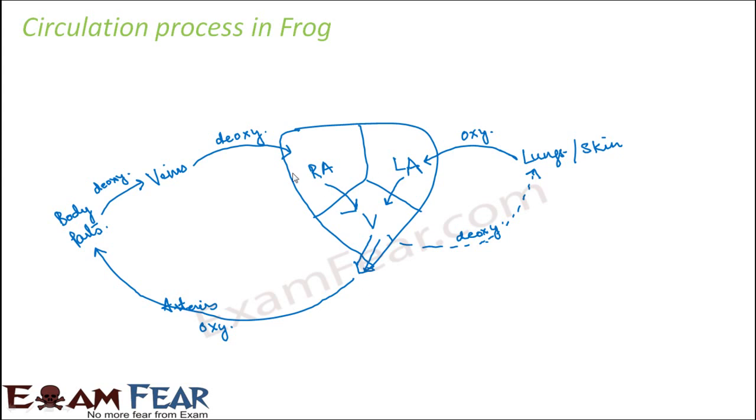So this is how the blood circulation takes place, and this is how the oxygenated blood reaches different parts of the body, and deoxygenated blood is taken away from different parts of the body and sent back to the lungs or to the skin. So this is how the circulation process happens in a frog.